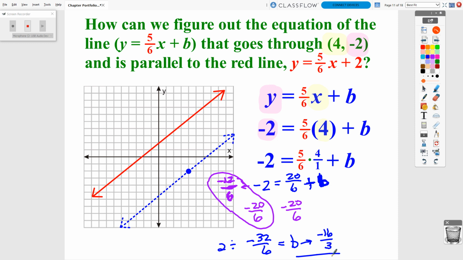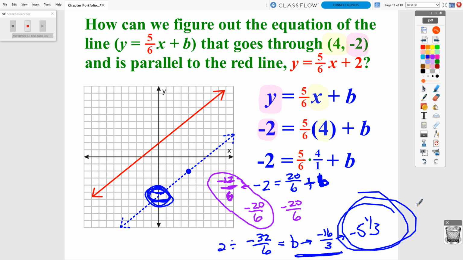So there's the y-intercept. And remember, this was negative 5 and a third. Where did we think it was going to be down here? We knew it was going to be between negative 5 and negative 6 just based on the graph. And is negative 5 and a third between negative 5 and negative 6? It is. And notice it's not exactly between negative 5 and negative 6. It was actually a little bit closer to negative 5 than it was to negative 6.